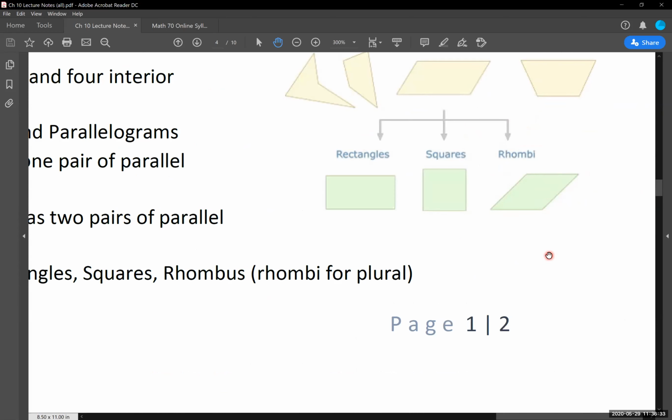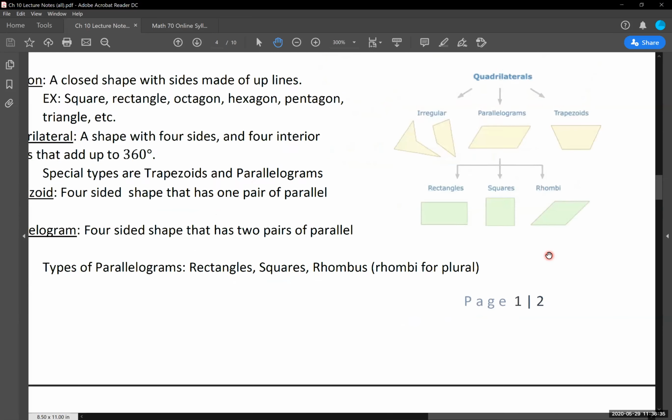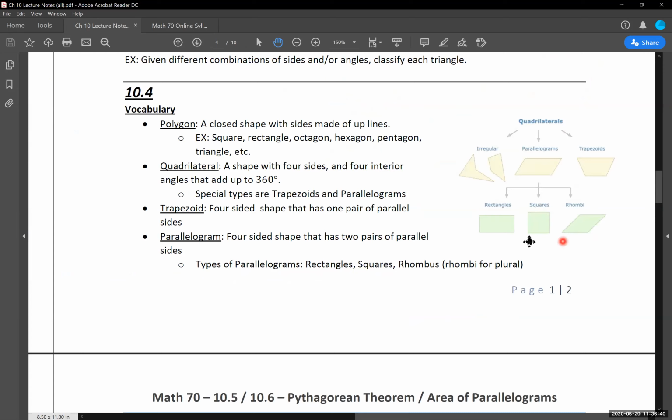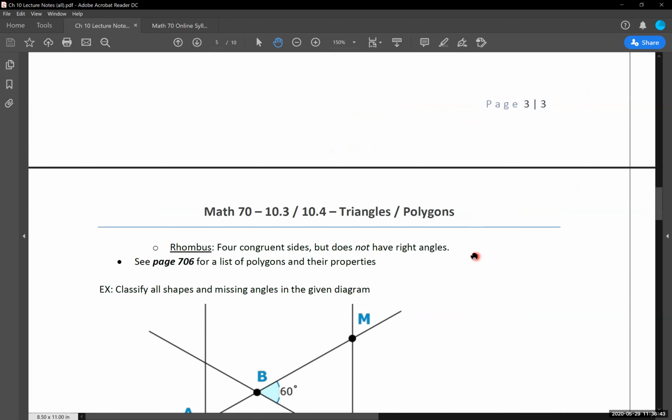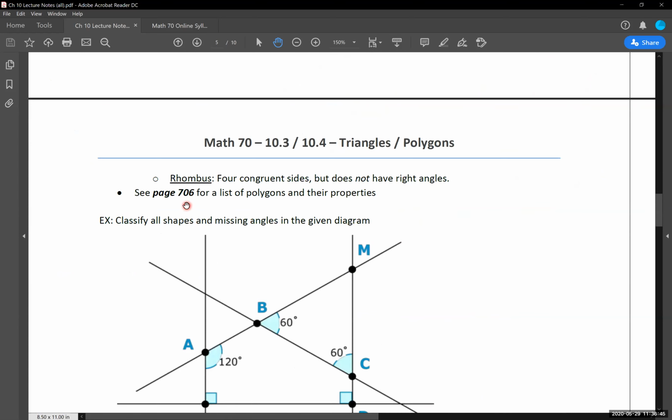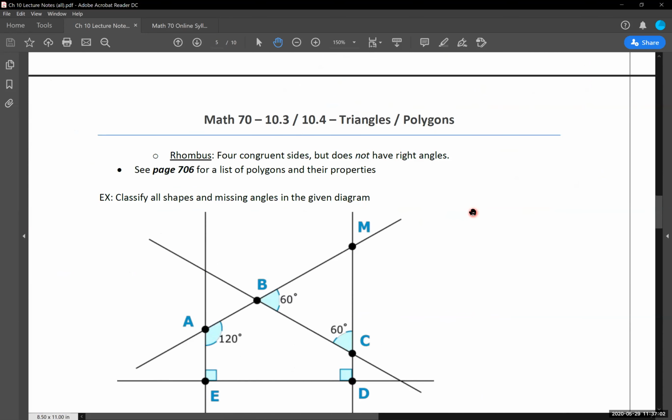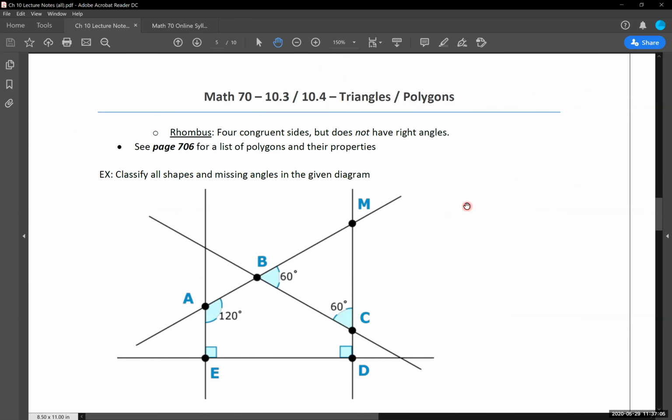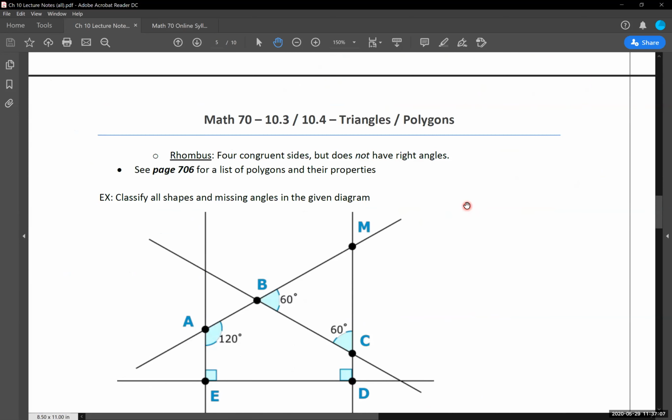And again, these are just properties of our polygons as we're going through and working with them. If you are working with the textbook, or if you would like to, I'd recommend looking at page 706 for a list of polygons and their properties. There's a whole big list of those in there. Again, you are not required to know every single property for every single polygon, because that's not really something that's worth testing you on when, if we're honest, why not just Google it?